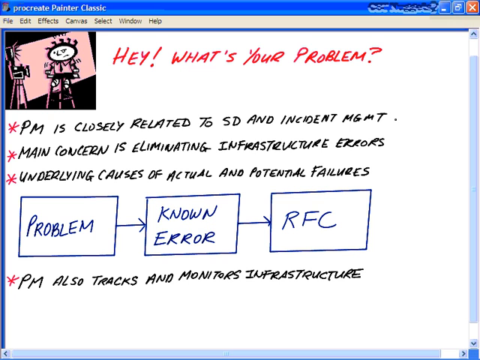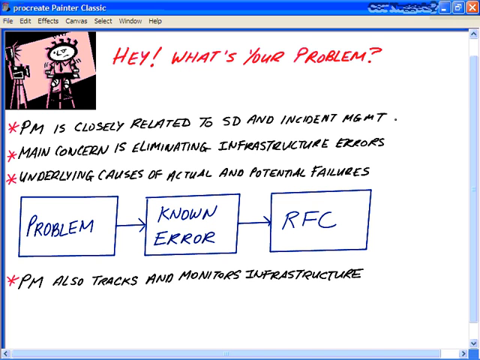Unfortunately, that can lead to a lot of problems, as we're going to see here in this particular nugget movie. You see, the main concern with problem management is eliminating infrastructure errors, where incident management has nothing to do with eliminating infrastructure errors. It's basically getting the end user back into operation as soon as possible. As a matter of fact, incident management and problem management actually have contradictory goals in mind.